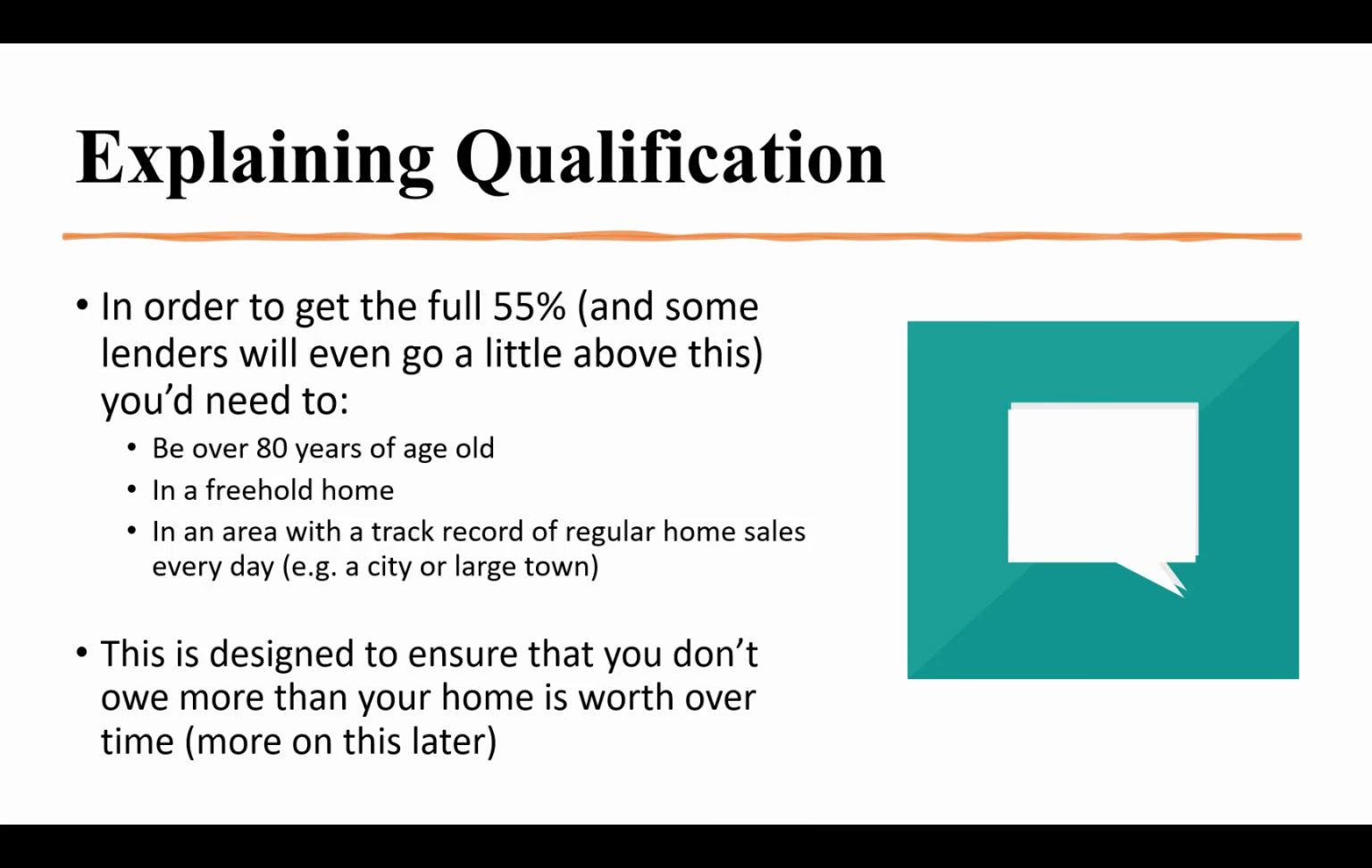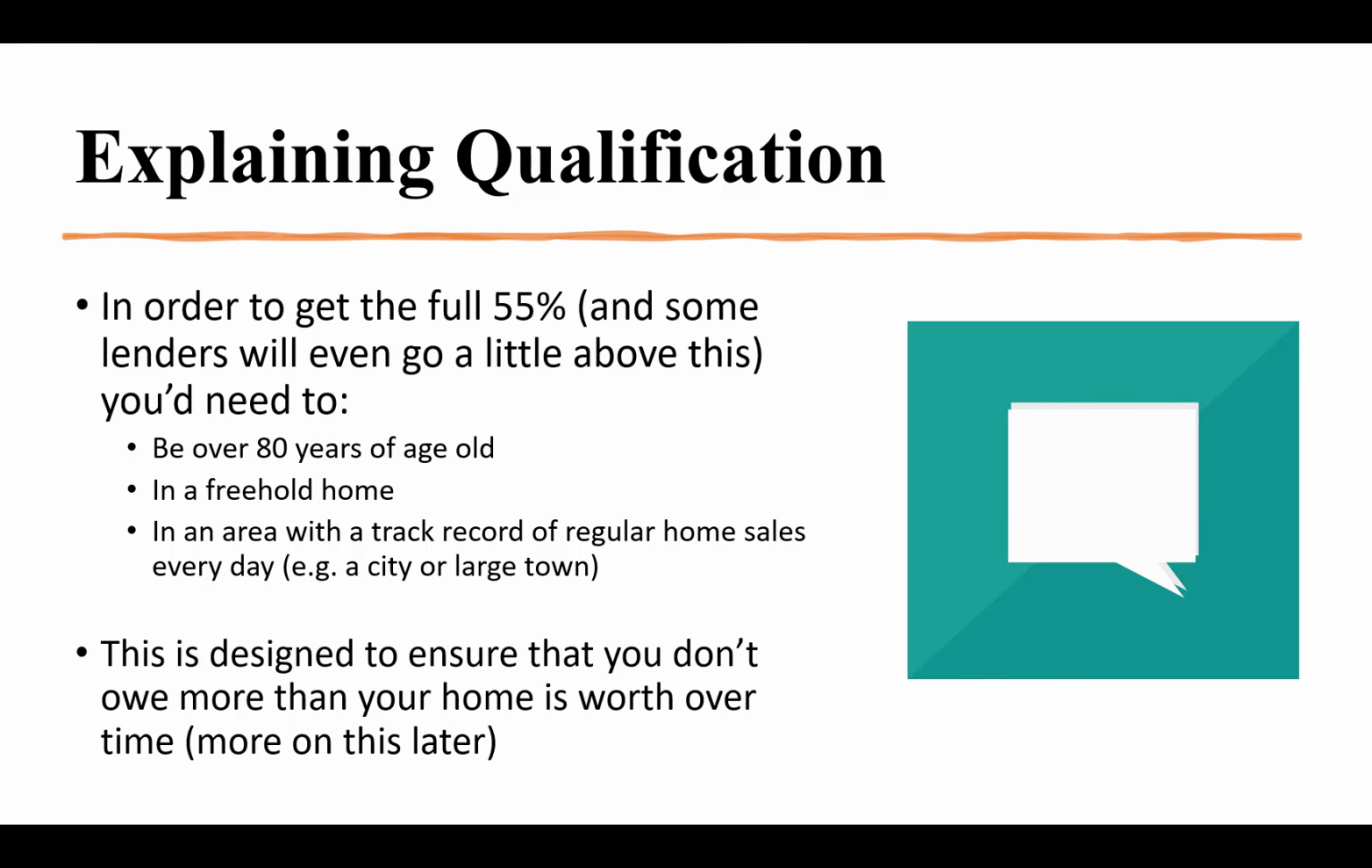In Ottawa, there's probably 1,000 homes sold every day, and that's important to this particular type of mortgage because at the end of the day, that might be how the lender makes their money if your home is sold in future. And they don't want to lend as much in areas where there isn't a track record of regular home sales happening every single day. And that's the reason why cities and large towns tend to be favored over more rural areas.